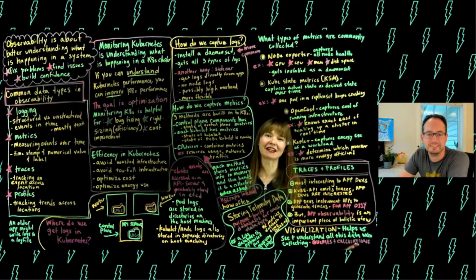So to give some context, observability is just about better understanding what's happening in the system. So this helps you fix problems, but it also helps you find problems before they're problems, like fix issues before there are even problems. And also, one thing you said that I really like is it helps us build confidence in what we're doing and what we're deploying.